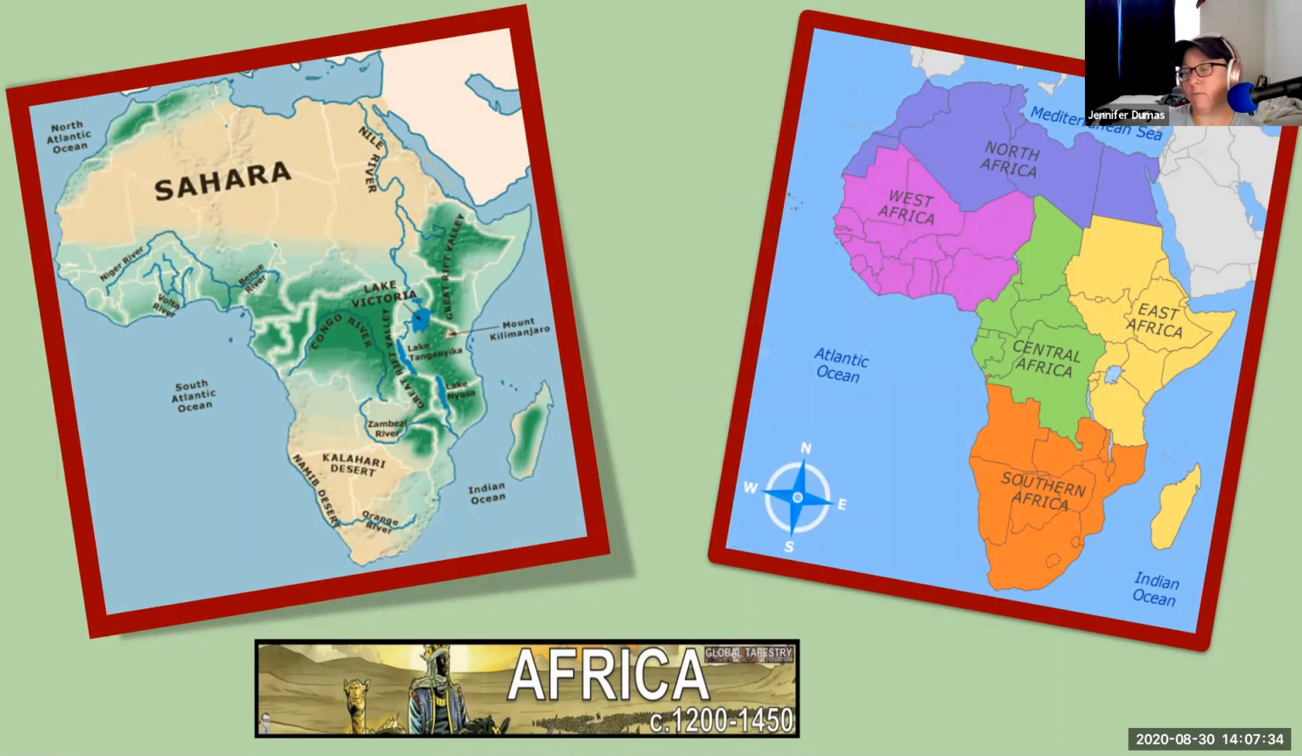Starting with the physical map, when you take a look at any physical map in AP World, we don't want you to just look for the physical features. So yeah, I see there's the Saharan Desert and the Kalahari Desert and the Congo River and the Great Rift Valley. And I definitely see the beige areas and the green areas, but that is not enough.